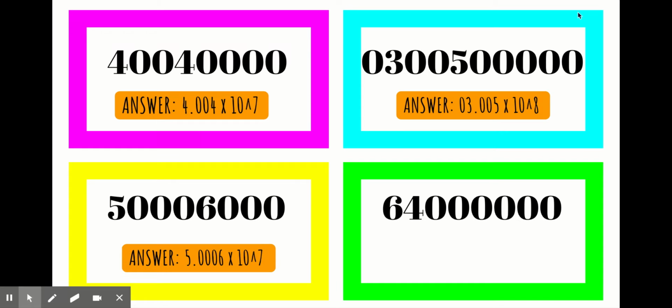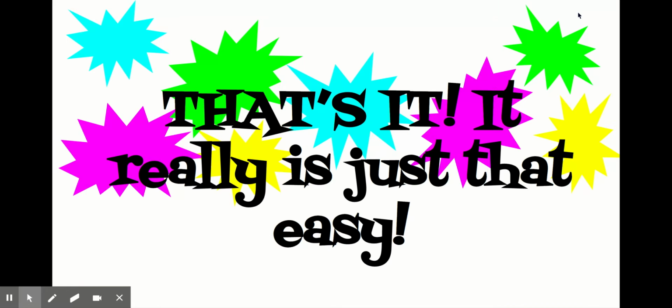Our third number is 5.0006 times 10 to the 7th. Again, this is pretty similar to the others. And lastly, 6.4 times 10 to the 7th. This might have tripped you up given that there's no zeros between 6 and 4, but hopefully you got it down good. And that's it. It's just that easy. Now you can convert anything to scientific notation.